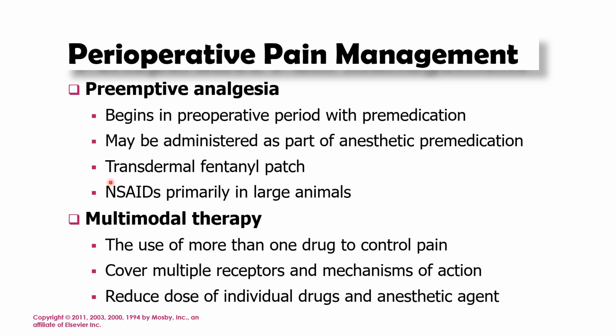We also have the multimodal therapy. Again, this is the use of more than one drug to control pain. And this covers multiple receptors and MOA. And it also reduces the dose of the individual drugs and the anesthetic agent. Again, this is a balance, similar to the balanced anesthesia. Again, it covers multiple receptors. So we have shown earlier the pain pathway. So we'll show that now in the next slide.